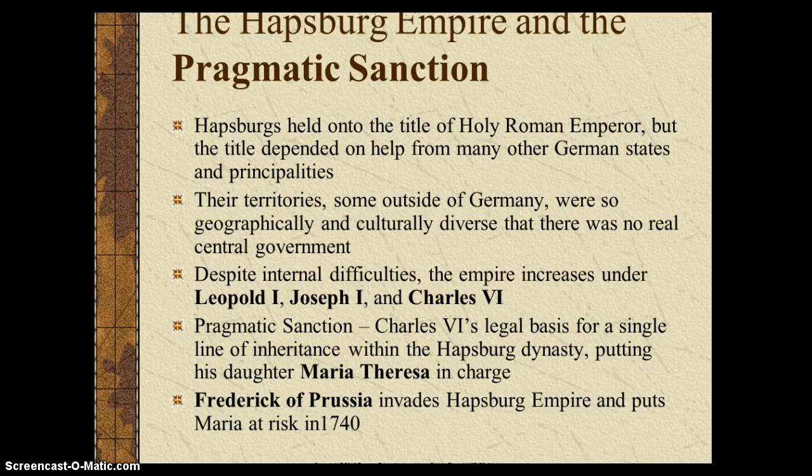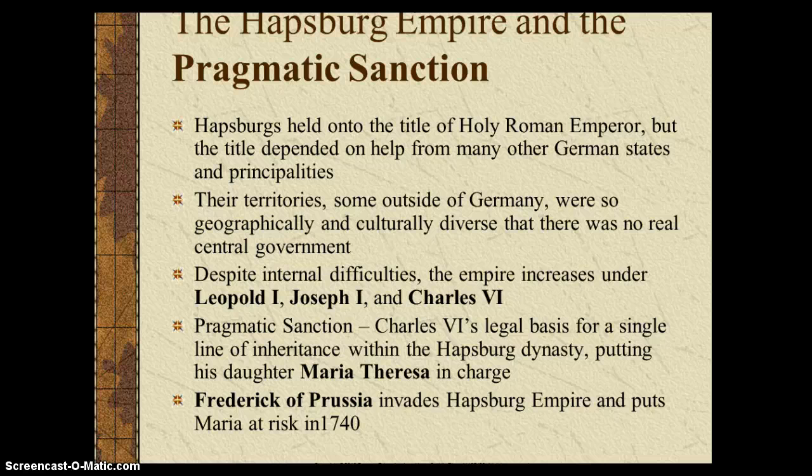The Habsburg Empire and the Pragmatic Sanction. This is an important slide in terms of your test bank and FRQs. The Habsburgs held on to the title of Holy Roman Emperor, but the title depended on help from many other German states and principalities, so they need the loyalty of these principalities to hold it together. Their territories, some outside of Germany, were so geographically and culturally diverse that there was no real central government. And this also leads to the FRQ that was the decline of the Habsburg or Holy Roman Emperor.